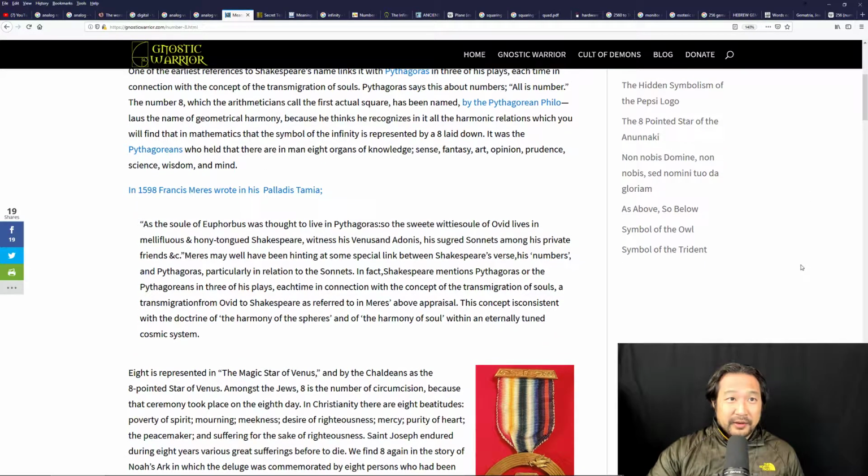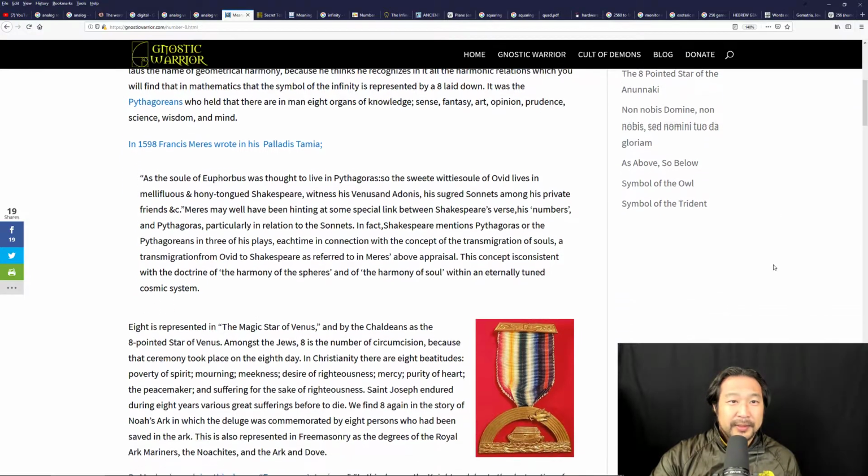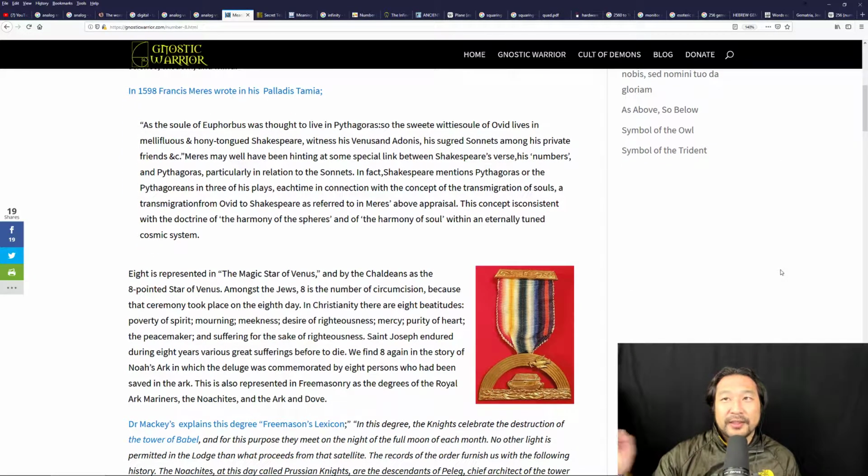Lost the name of geometrical harmony because he thinks he recognizes in it all the harmonic relations which you will find then in mathematics, that the symbol of the infinity is represented by an 8 laid down. It was the Pythagoreans who held that there are in man 8 organs of knowledge: sense, fantasy, art, opinion, prudence, science, wisdom, and mind.